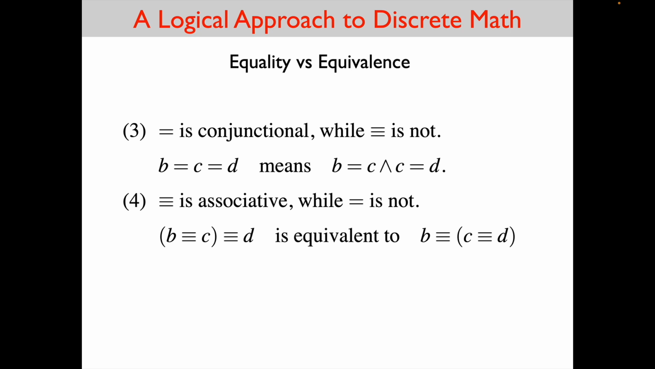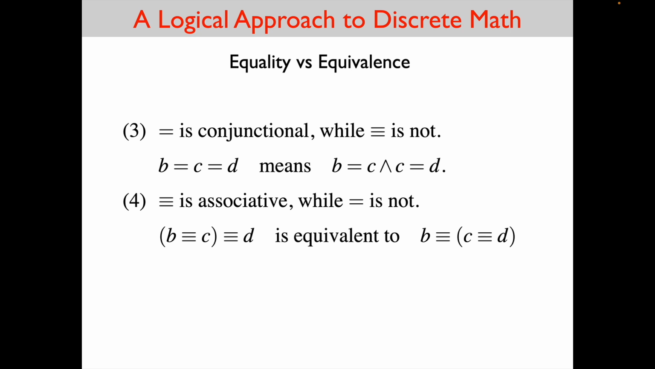Associative means that it doesn't matter where you put the parentheses. If you have B equivales C equivales D, you can put the parentheses around the B equivales C, or you can put the parentheses around the C equivales D. In other words, when you evaluate the truth table for B equivales C equivales D, it doesn't matter whether you do the B equivales C first and then equate that to D, or you do the C equivales D first and then you do B equivales that. Those are equivalent. That property is called the associative property of equivalence.